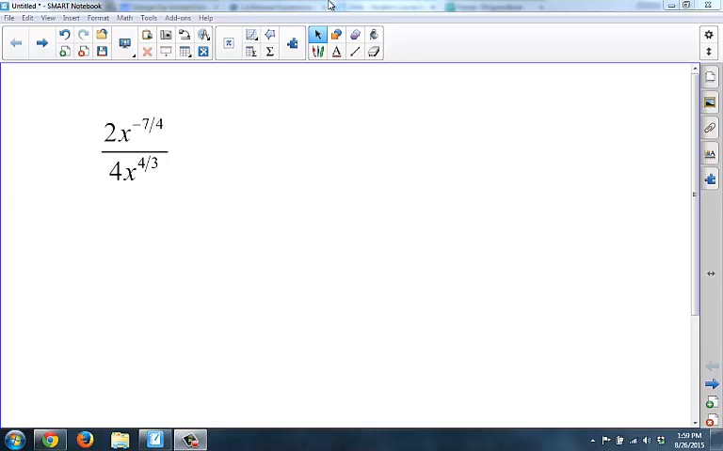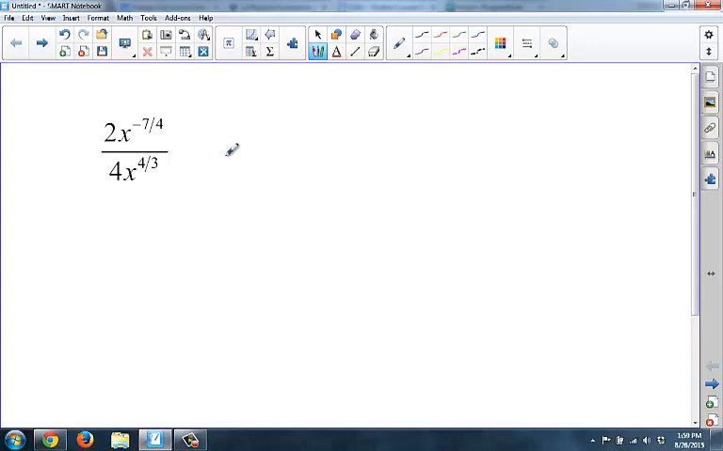Everybody, Mr. Garrett here. I wanted to go over two quick examples regarding the CUDA handout. The first one was number 13 from the Simplifying Rational Exponents Problems.